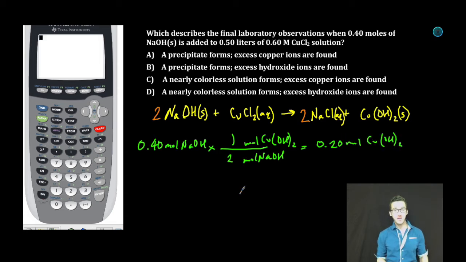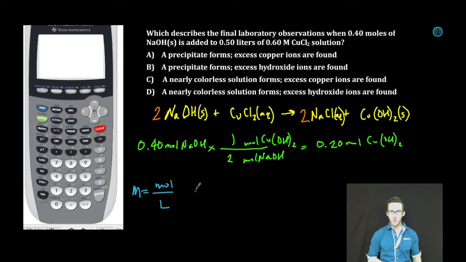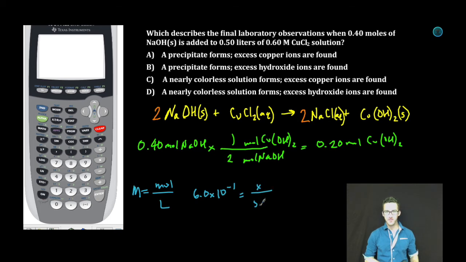We need to do the same thing with our other reactant, except our other reactant we aren't given in terms of moles. We're given in terms of a concentration and a volume. Now, we know how to get moles by using the molarity equation. I'm going to work it in scientific notation. 6.0 times 10 to the minus 1 molar is equal to X over 5.0 times 10 to the minus 1 liters. 6 times 5 is going to be 30.